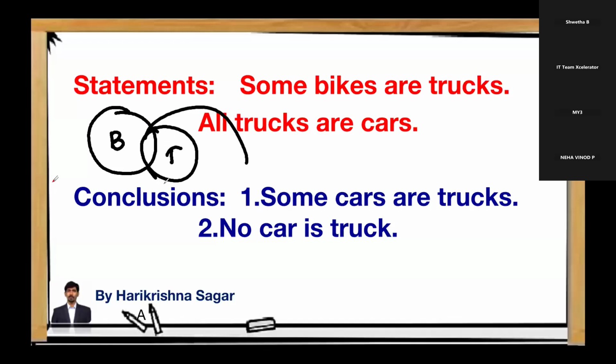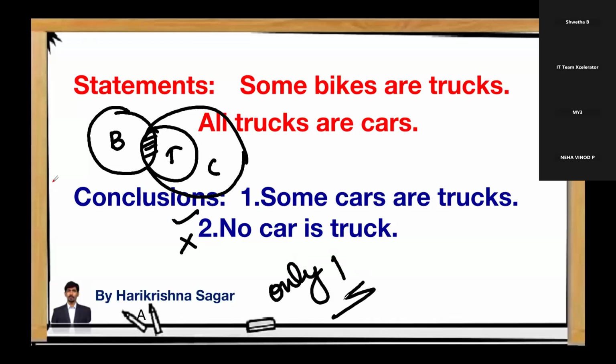All trucks are cars. So now if you look at it, some cars are trucks, is that true? Yes, some cars are trucks is definitely true. And no car is a truck, how come it is true? No, no car is a truck is false. So you can say your answer is only one will follow.